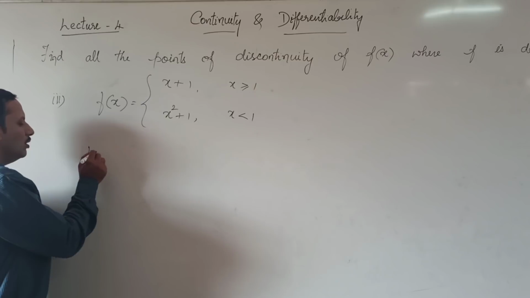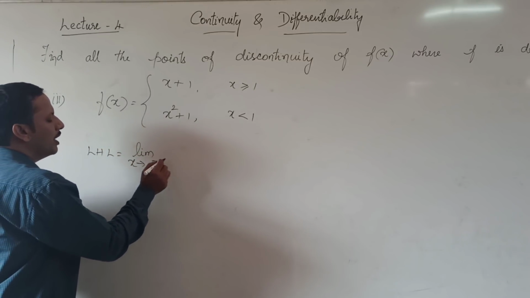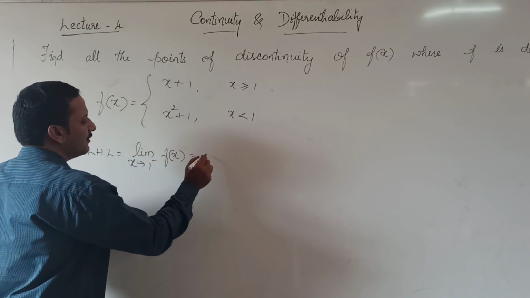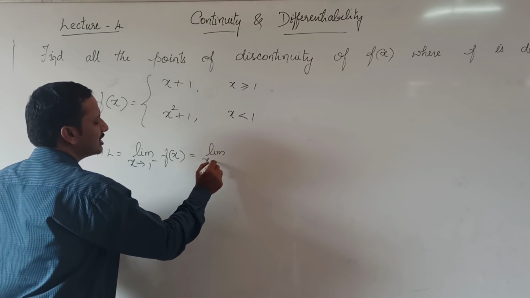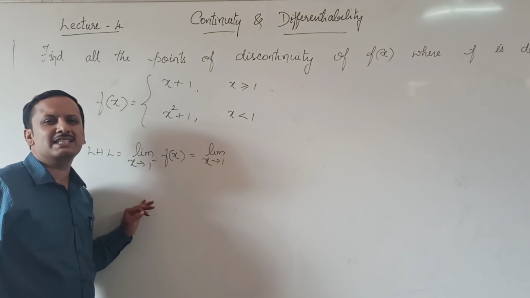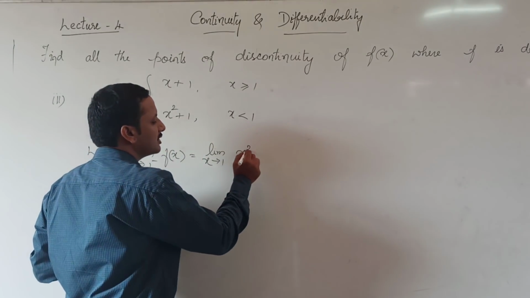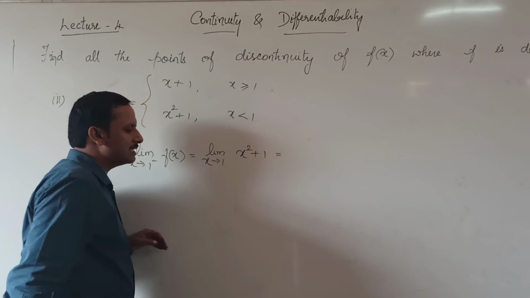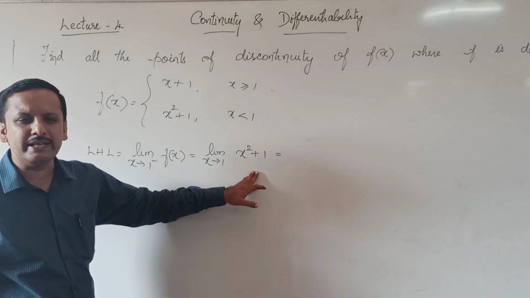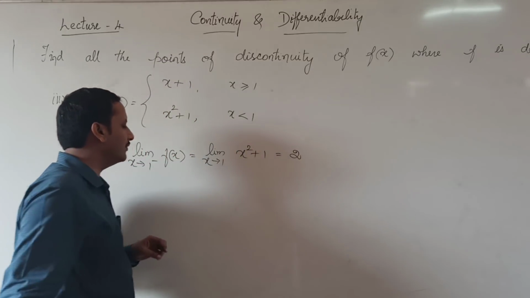Okay. So, left hand limit, that is equal to limit x tends to 1 minus f of x. That's equal to limit x tends to 1, x is approaching 1 from left side. There the function is defined as x square plus 1. That's equal to, apply the limit now. Take x is equal to 1 here. 1 square is 1 plus 1, that will give you 2.